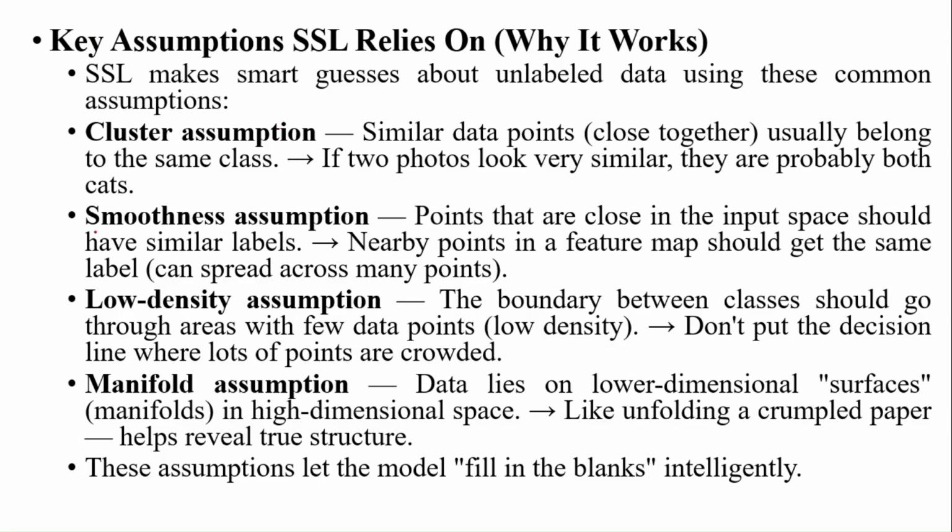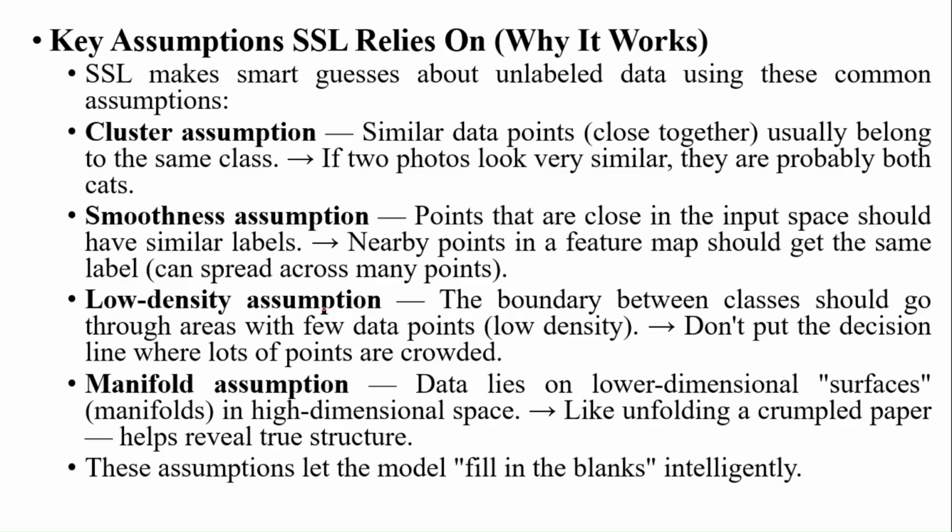Here you go for the cluster assumption. Similar data points close together usually belong to the same class. If two photos look similar, they are probably both cats. Smoothness assumption: points that are close in the input space should have similar labels. So nearby points in a feature map should get the same labels.